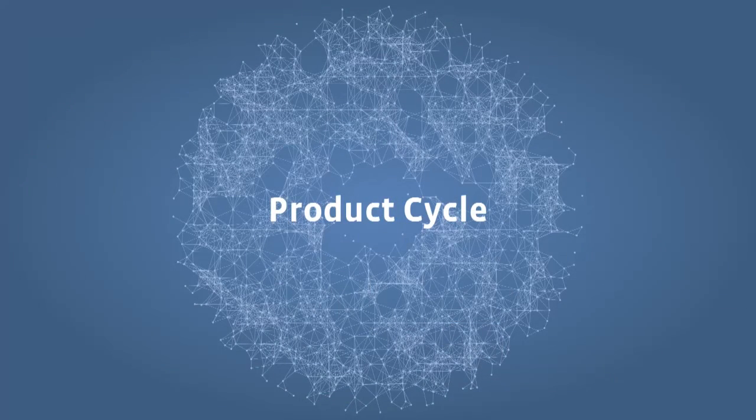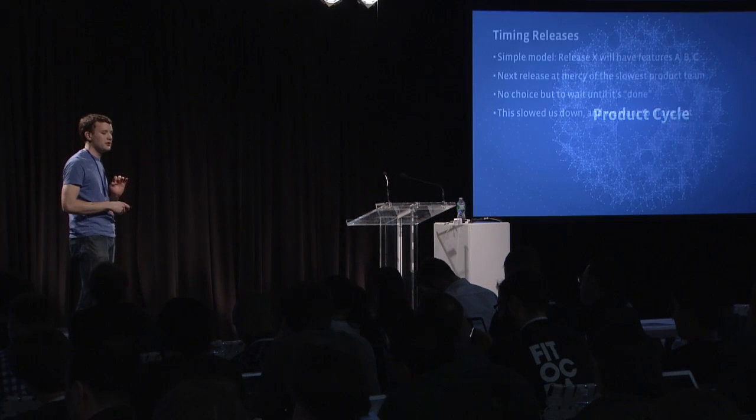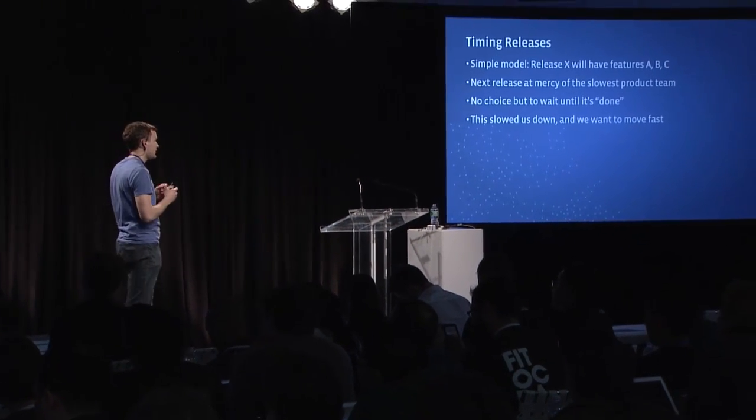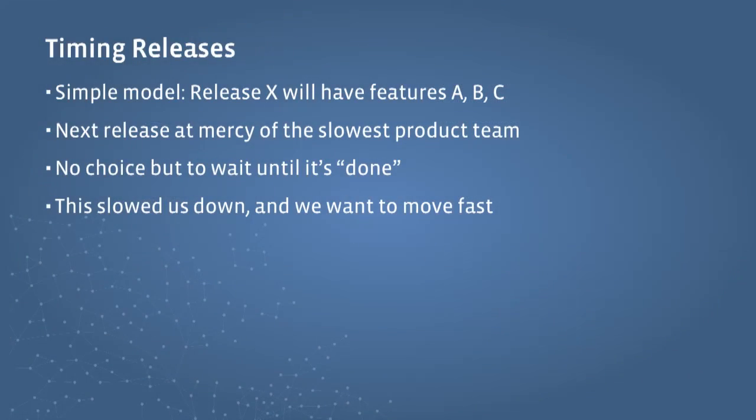So let's talk a little more about the release cycle, because I think that this is something that you can definitely make use of in your own apps and whatever mobile apps you're developing. So at first, we started with a simple model. In the next release, we're going to do features A, B, and C. So we round up those product teams. We say, you're going to do it in the next release.